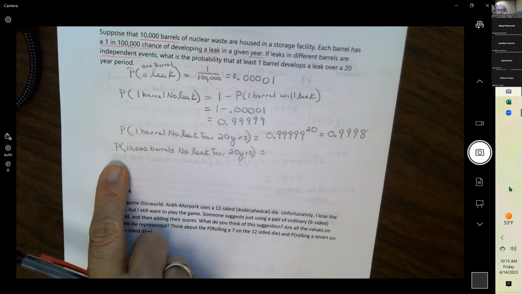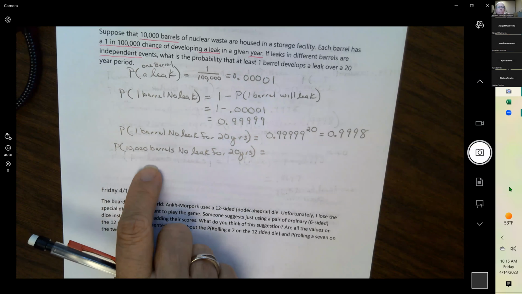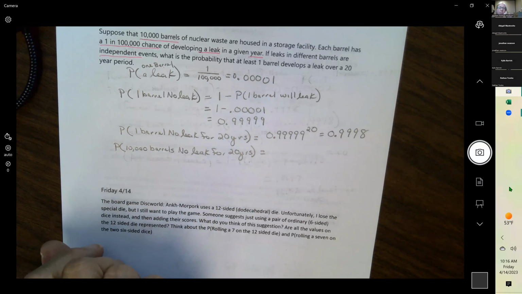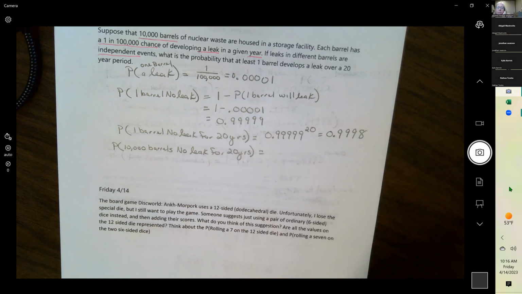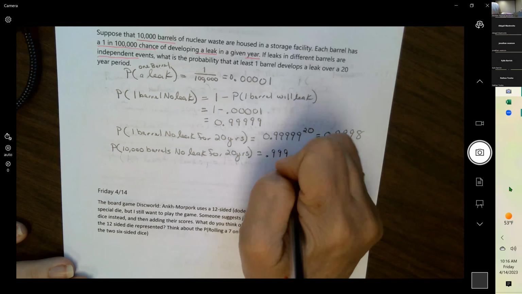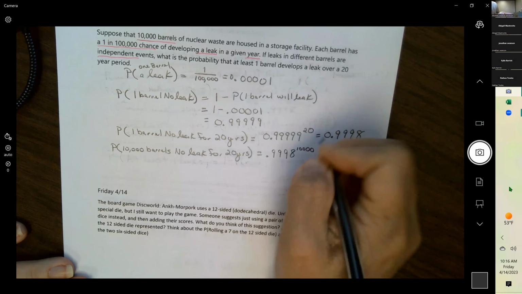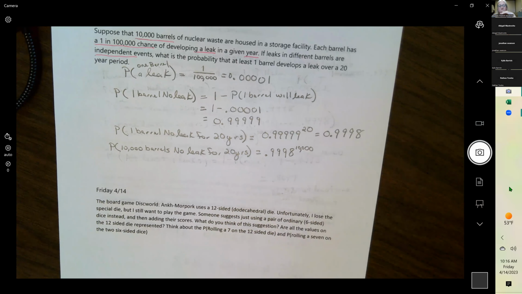We want to take the probability that 10,000 of them will not leak for 20 years. Just like this one, you're going to take this and multiply it times itself 10,000 times. Now this one I didn't figure out. I just wrote it like this. That way I wasn't getting a bunch of decimals rounded. Any questions so far?